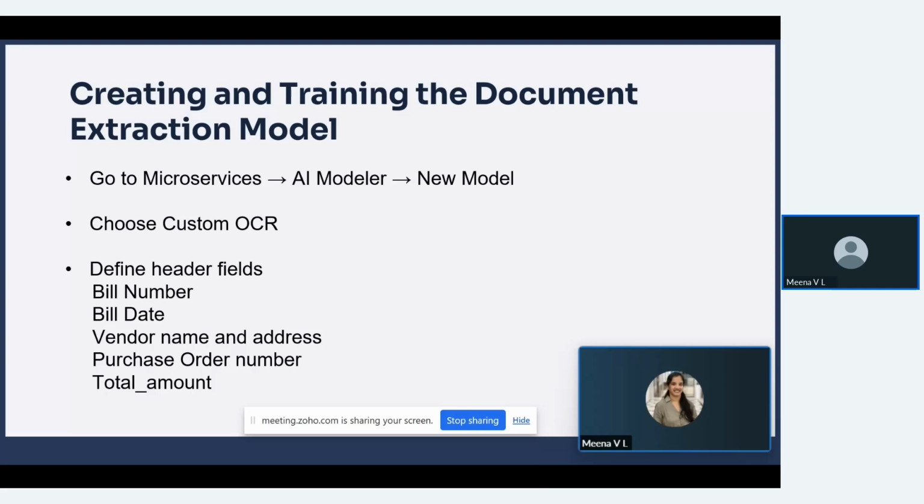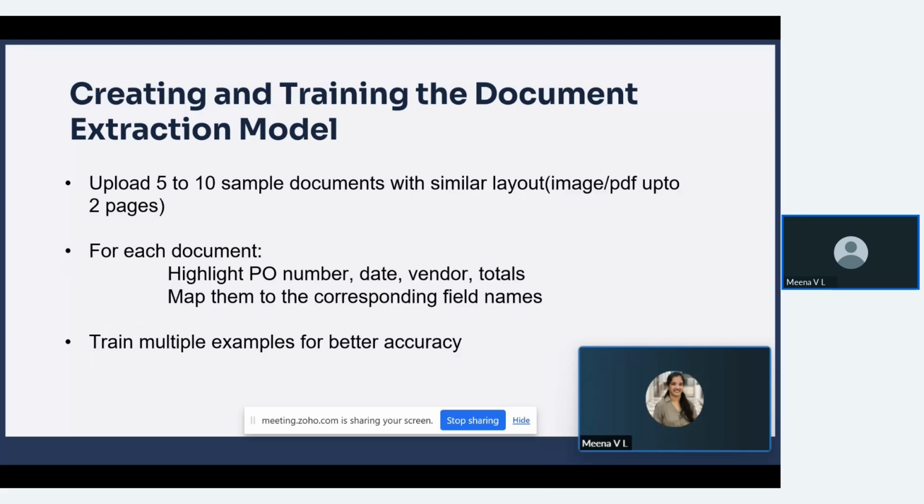So for our current use case, if I'm going to upload a bill document, it should be able to tell me the bill number, the bill date, who is the vendor who has given me the bill, against which purchase order number, and what is the total amount. I need to fetch this from the bill copy that I am receiving from my vendor. For this, I need to upload around 5 to 10 documents with similar layout. You receive bills in the same layout if the supplier is the same. If you have multiple suppliers, you can then train the model with different types of PDFs.